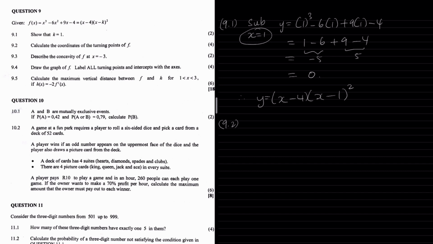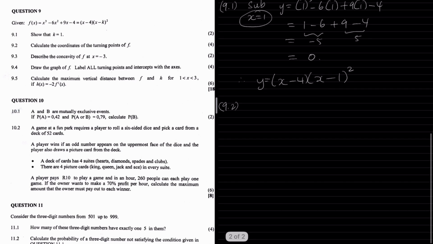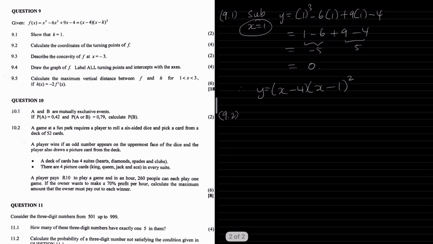Calculate the coordinates of the turning point of f. Now, to calculate the turning point for a cubic function, you take the derivative of the cubic function and you equate it to 0. So f prime of x is equal to 0. The derivative is going to be 3x squared minus 12x plus 9, that's equal to 0. We can divide everything throughout by 3. So x squared minus 4x plus 3 is equal to 0.